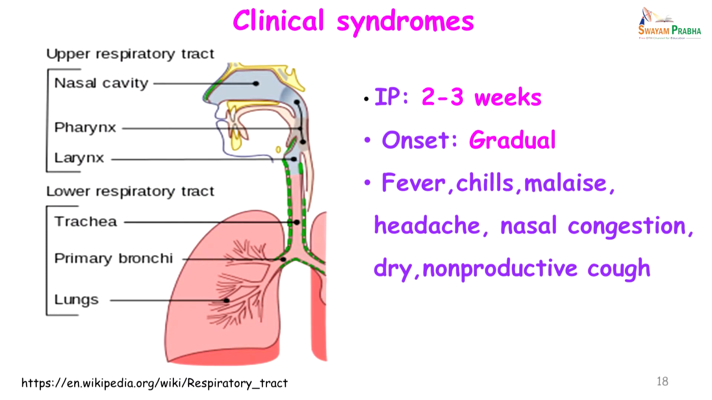The clinical syndrome, the incubation period of the disease is 2 to 3 weeks, onset is gradual, fever, chills, malaise, headache, nasal congestion, and a dry non-productive cough are the common features.